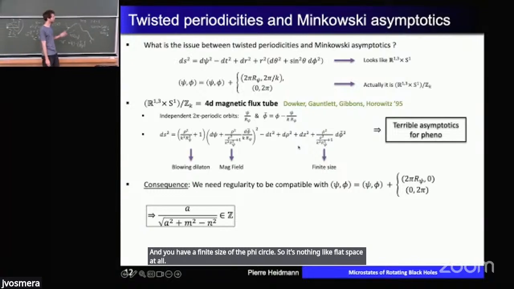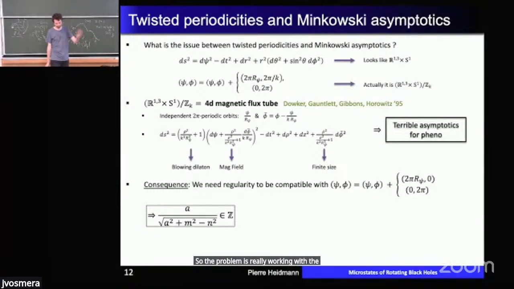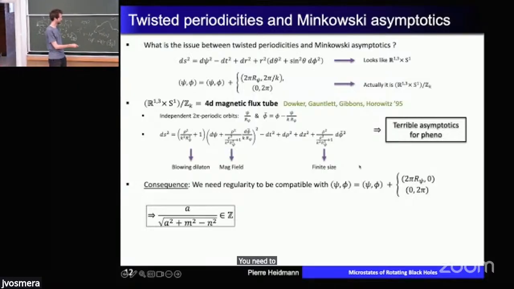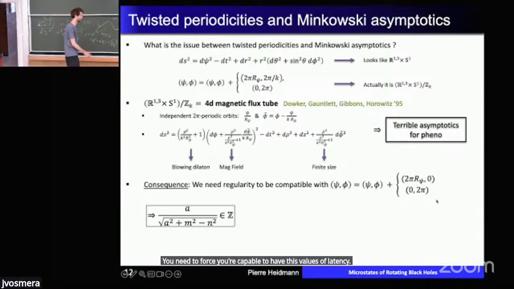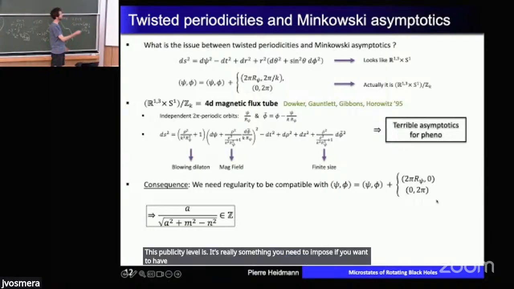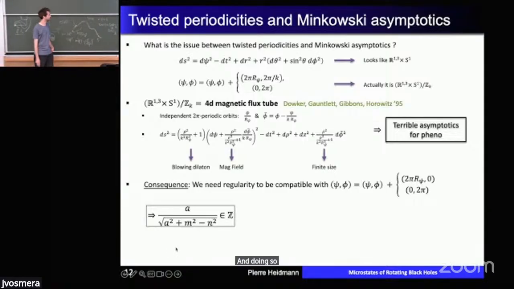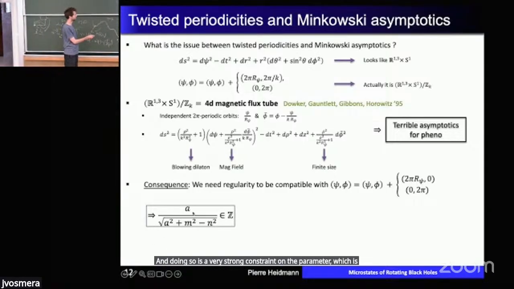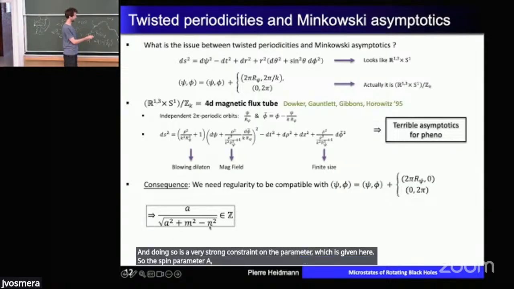So the problem is really working with the Kerr-Taub-bolt, which is necessary to build a rotating solution. You need to force your Kerr-Taub-bolt to have this periodicity lattice. It's really something you need to impose if you want to have something which is compatible with Minkowski times an S1. And doing so is a very strong constraint on the parameters, which is given here. So the spin parameter A, the mass and the charge need to satisfy this quantization.